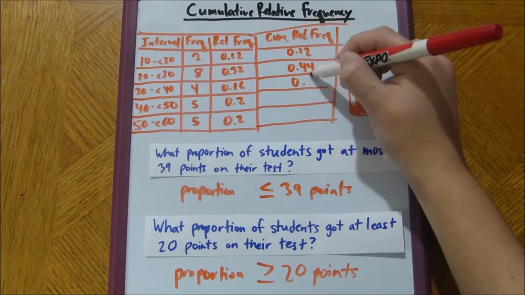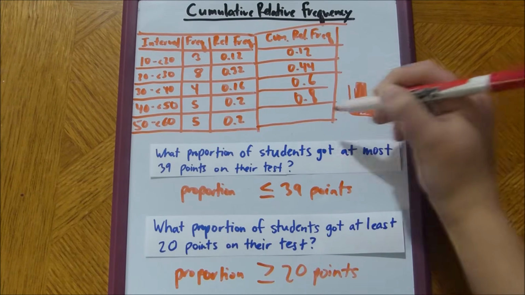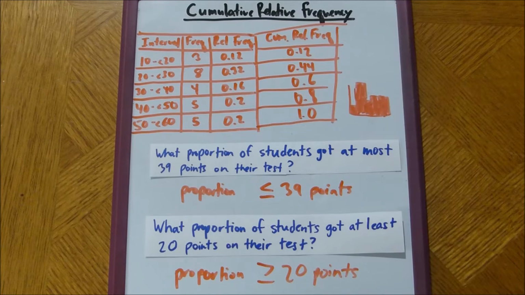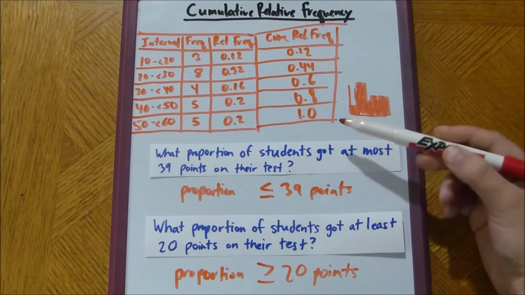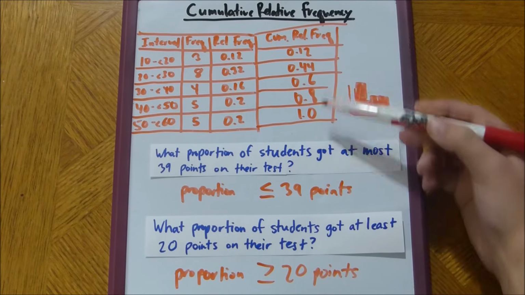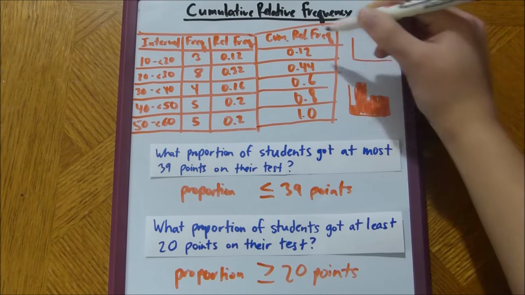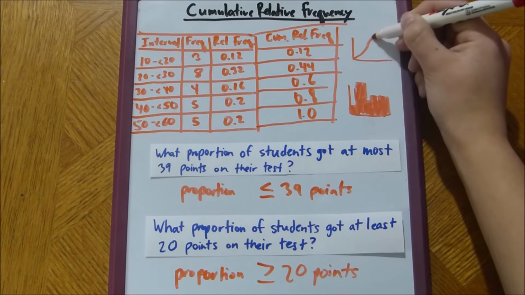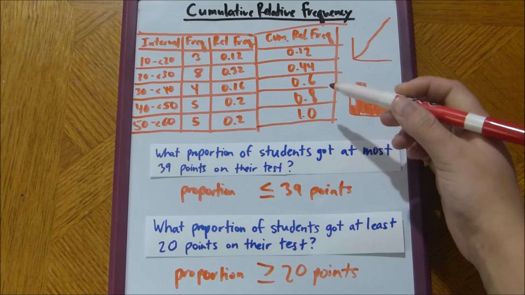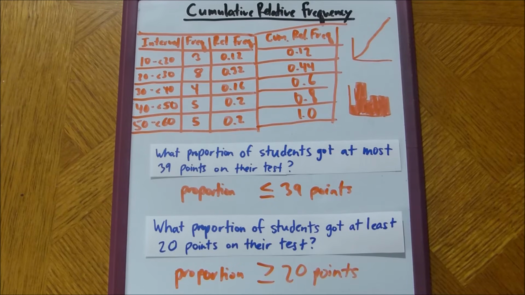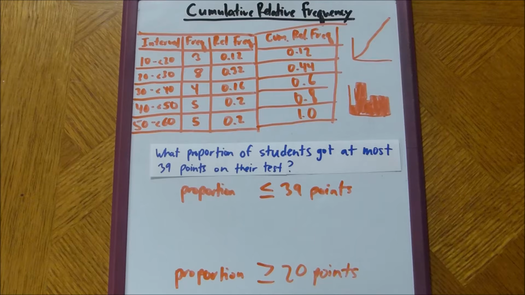This would be 0.06, 0.08, and then 1.0. And you always hope that your cumulative relative frequency of the last interval will be 1, because you want these all to add up to 1. That makes sense, right? Your graph of this should be increasing upwards, because each time you're adding on more and more of a relative frequency. So we can use these numbers to figure out the answer to these problems.